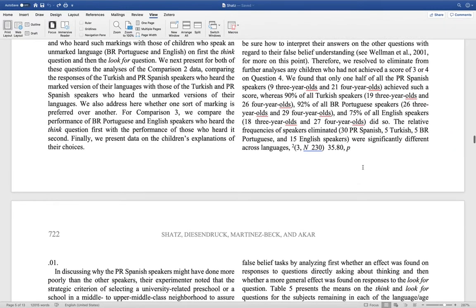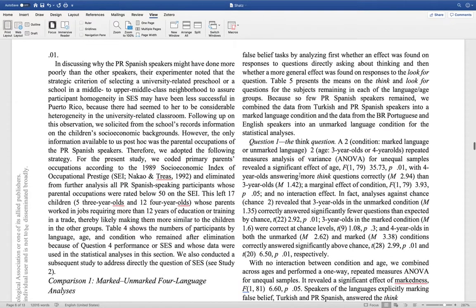And then they're saying the relative frequencies eliminated were significantly different across languages. That means mathematically different. So it looks like they're different. It looks like they're drastically different. When we run stats on them, we find that math supports our intuition, right? We can intuitively see, yeah, there's a problem here. I didn't need to wait for this result. But then they add in here statistically, mathematically, that they're actually different. The Puerto Rican Spanish speakers might have done more poorly than the other speakers. What about the English speakers?